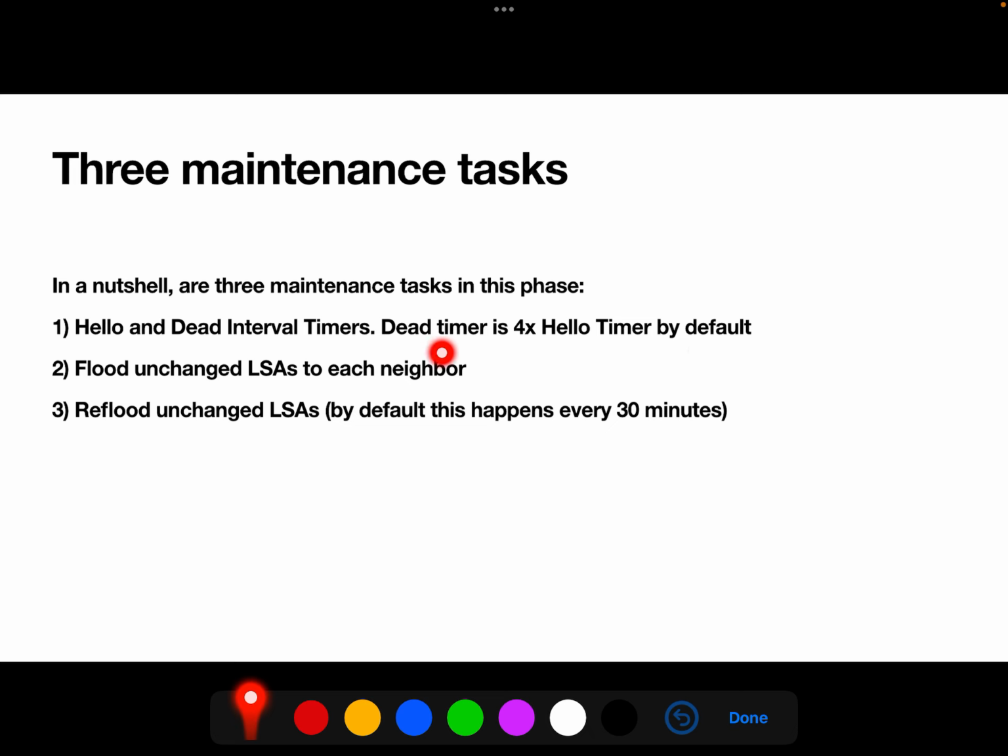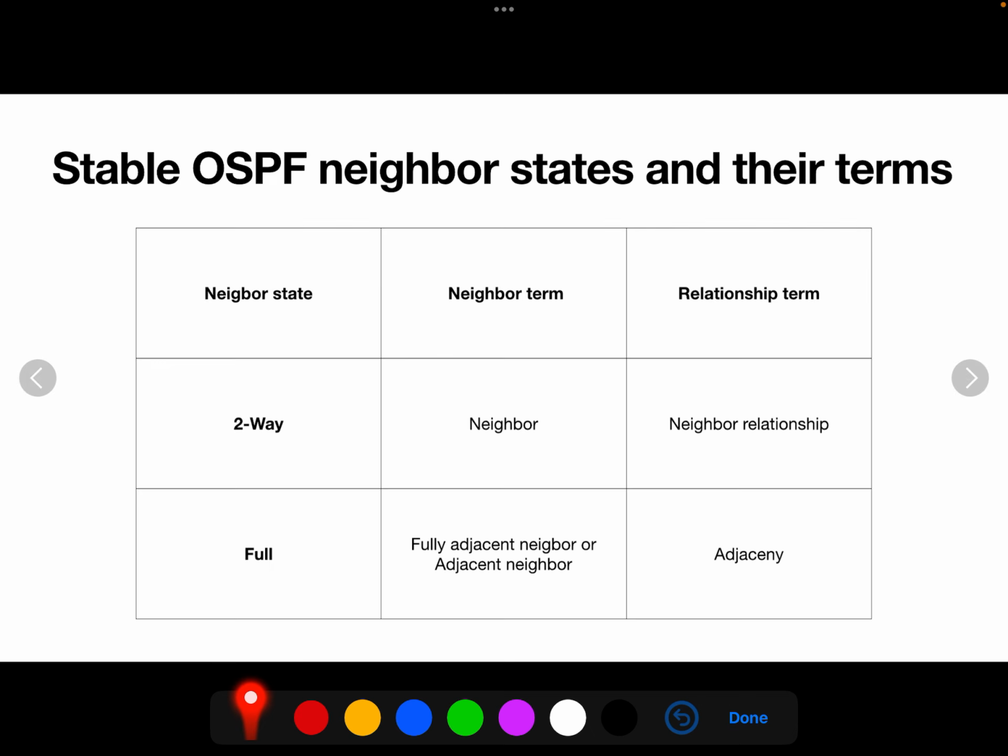So hello and dead interval timers. The dead timer is 4 times the hello time by default. Flooding changed LSAs to each neighbor, and reflooding unchanged LSAs by default. This happens every 30 minutes.